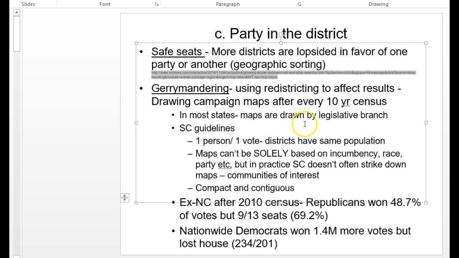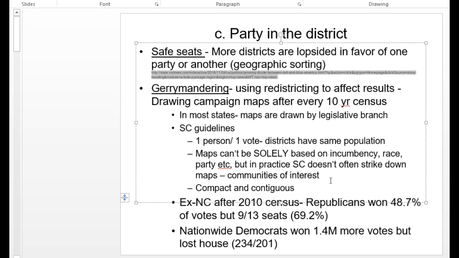We're also talking about maps at the state level, so state assemblies and state senates. In most states, these maps are drawn by the legislative branch, the same people that are elected by them. The Supreme Court does provide some guidelines for these maps. They are supposed to be the same size in terms of population, and the maps are not supposed to be solely based on incumbency, on race, on party.